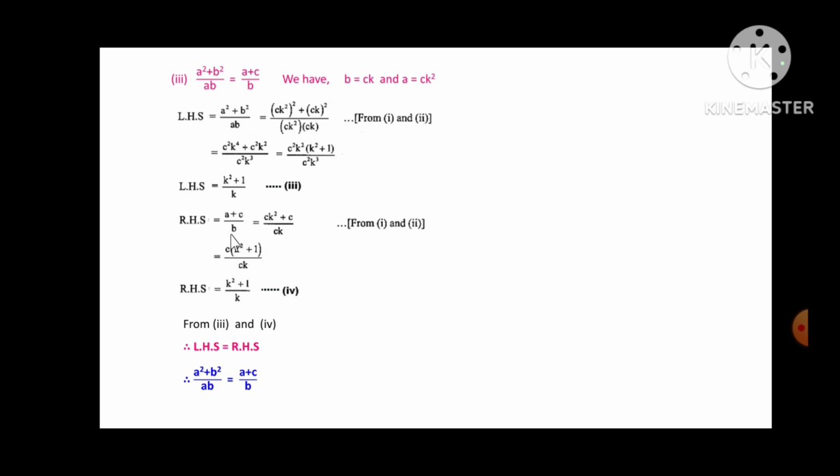Equation 3. Now RHS, (a + c)/b. Put the values: (c k² + c)/(c k). C is common out: c(k² + 1)/(c k). The c's get cancelled, and we will be getting (k² + 1)/k. Equation 4. From 3 and 4, we can write LHS is equal to RHS. So (a² + b²)/ab = (a + c)/b. So this is the third problem.